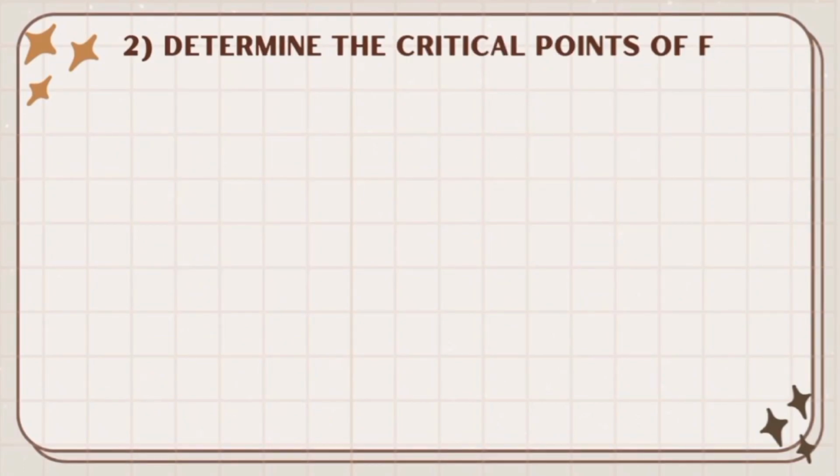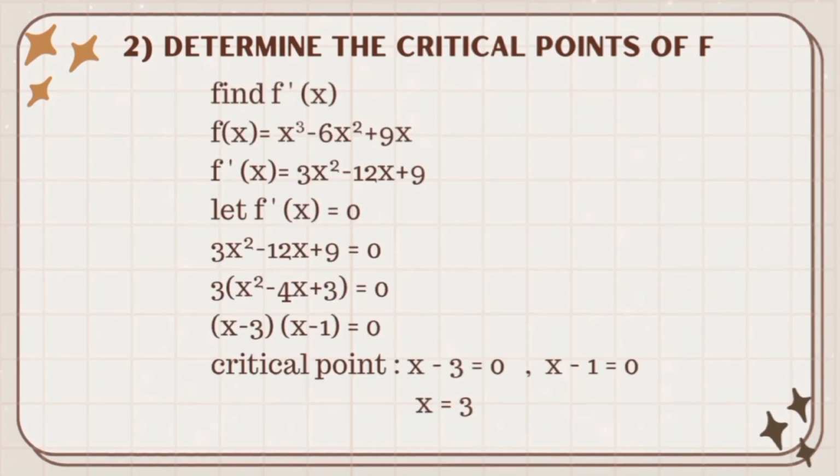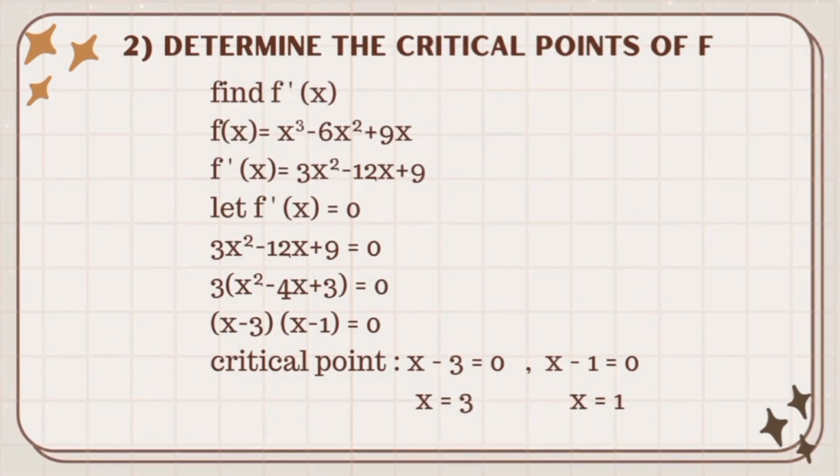Question number 2 is determine the critical points of f. Firstly, we need to find f prime of x. Write the equation and differentiate it to get the first derivative. Then let f prime of x equal to 0. Write the equation equal to 0 and factorize it to find the values of x, which are x equal to 3 and x equal to 1. These are called critical points.